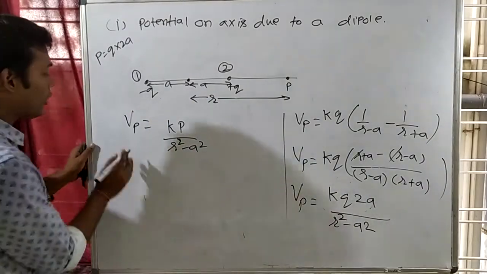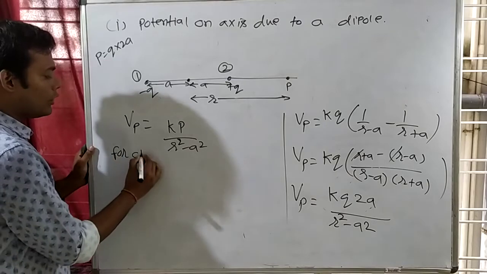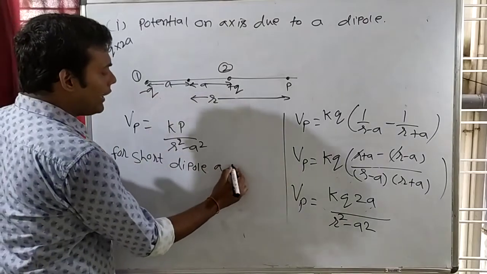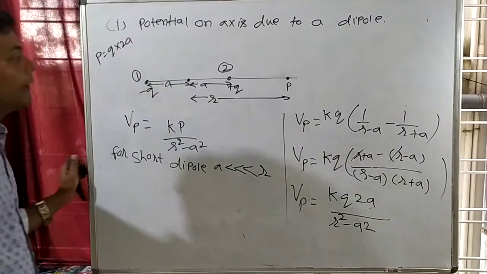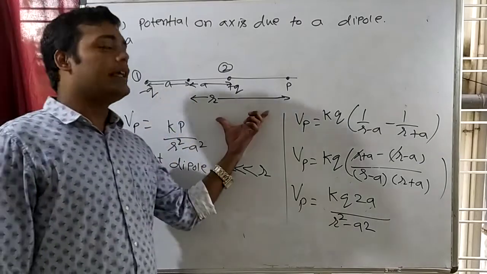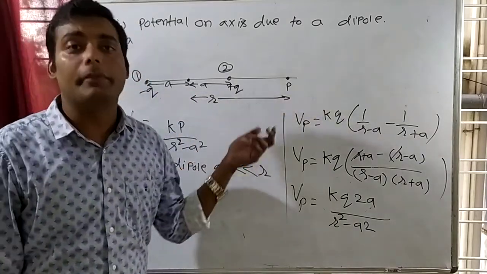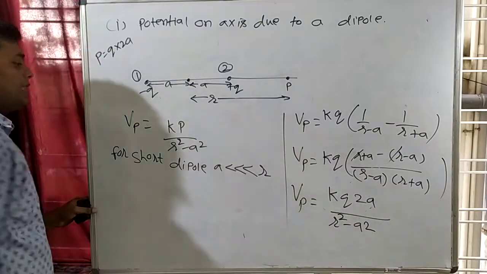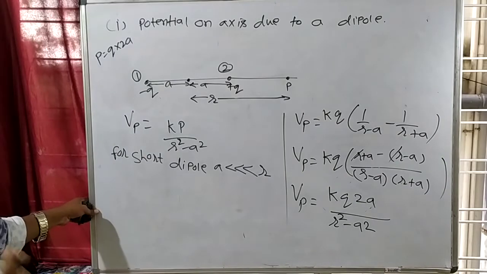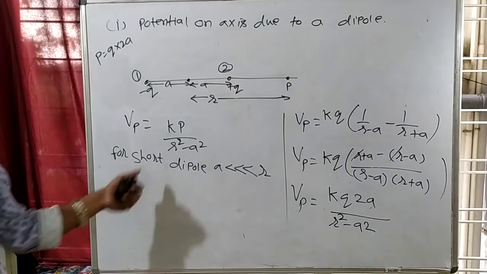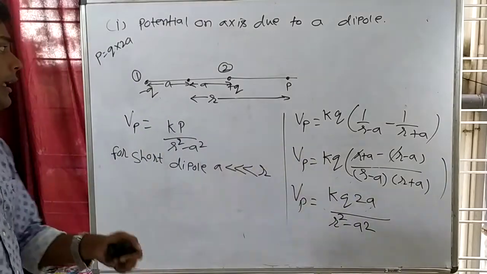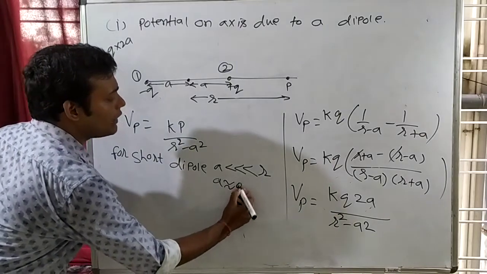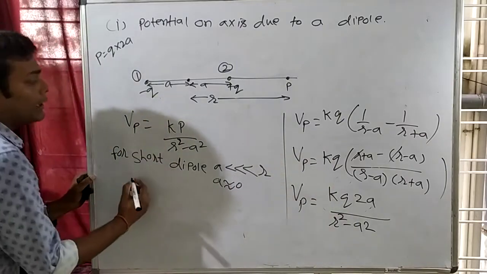Usually what is happening for a short dipole? Most of the time the dipole length is very short. Short dipole means A is very much less than R. For example, if A is in millimeters, then R will be in meters or centimeters, so millimeter is very small. So we take the approximation that A is very much less than R. In 95% or 99% of questions, in all board examination questions, A will be very much less than R. So we neglect A. That means in this equation, A is approximately equal to 0. So put A equal to 0.